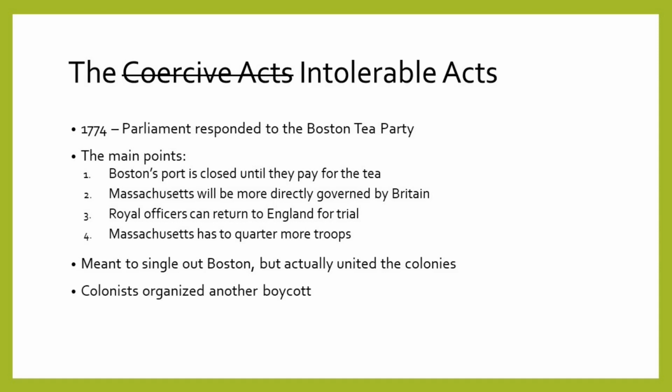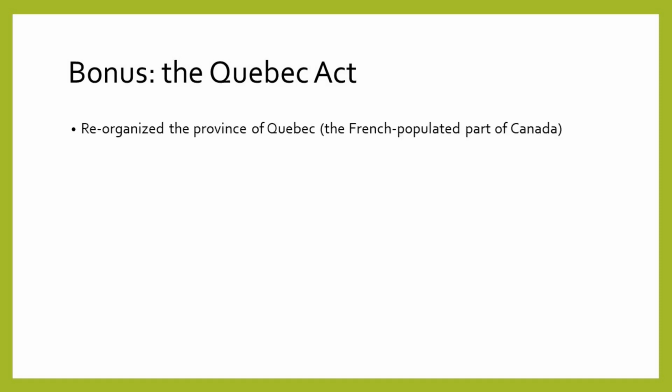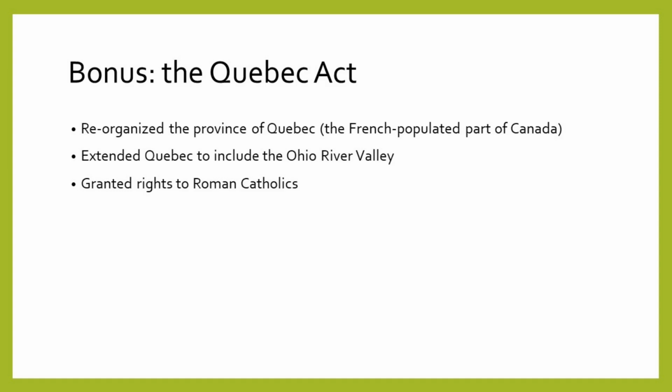Colonists organized boycotts, including mobilizing women's groups to produce substitutes for the British goods that people were no longer buying because of the boycott. We should also briefly touch on the Quebec Act, which seems unrelated at first, but which American colonists viewed as yet another attack by Parliament. You see, the Quebec Act reorganized the previously French province of Quebec, extended its boundary south to include the French settlements in the Ohio River Valley, and granted political rights to Roman Catholics in the province.